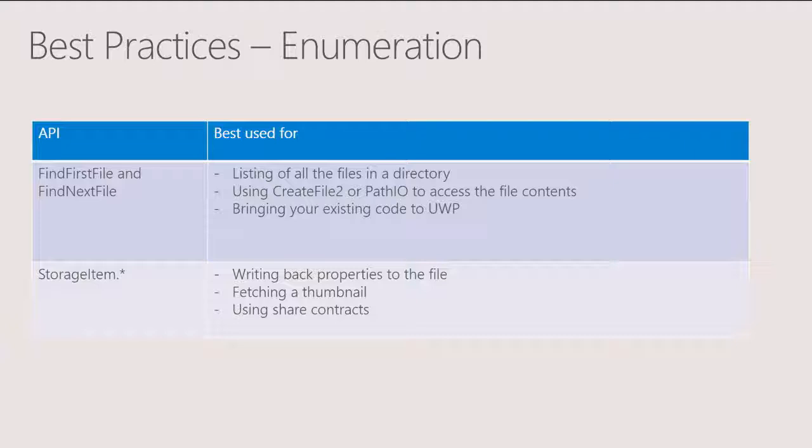Find First, Find Next is great for listing all the files in a directory. If you want to use path.io or create_file2 to crack open these files, then that's the right choice to go with. The storage items and the storage files, which are already available in UWP and will continue to work, are great if you need to interact with the property system, write back properties to files, or use something like a share contract, which accepts a storage file as the common currency there.